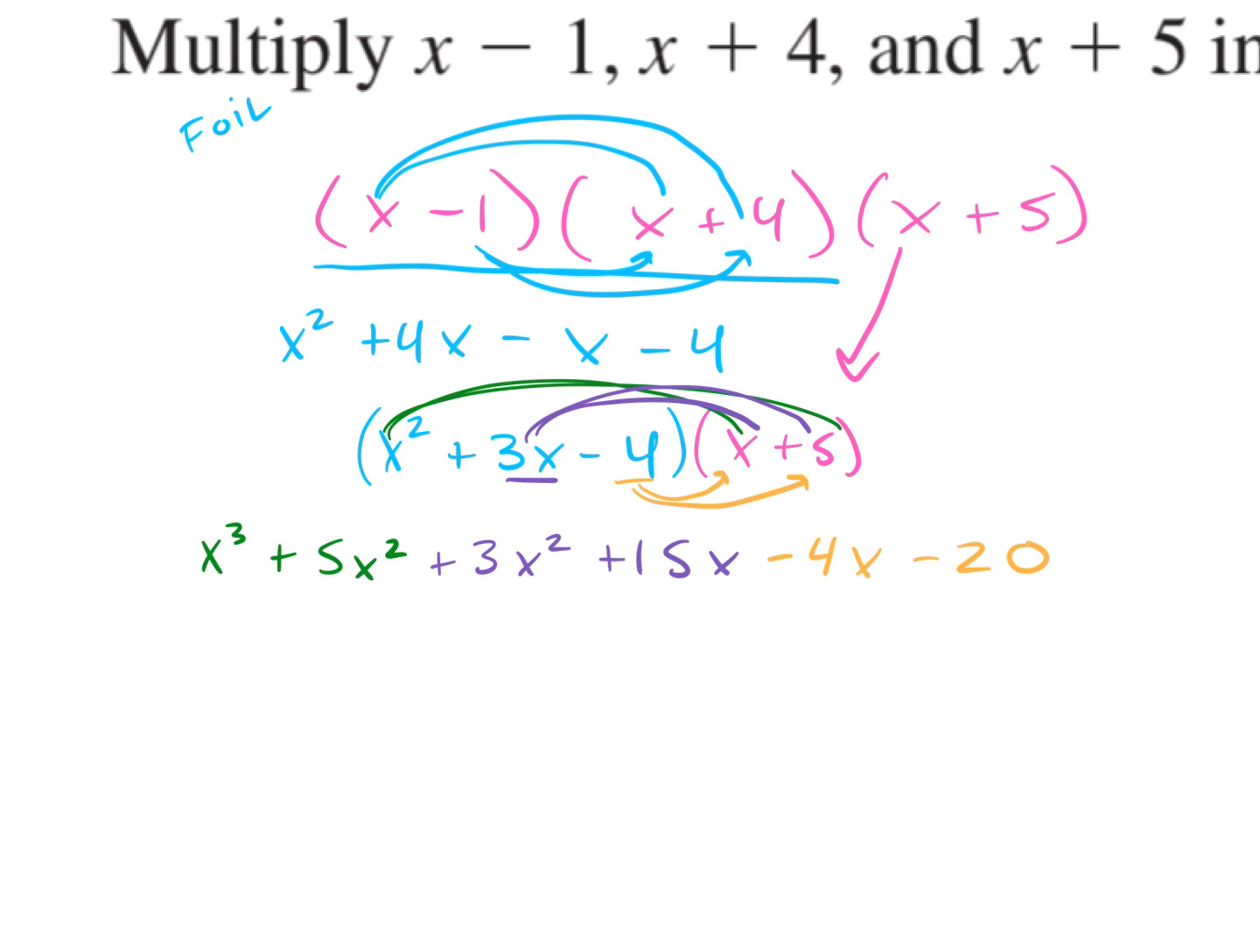What do we do next? Combine like terms. So we have x cubed, 8x squared, 11x, and negative 20. 11x minus 20.